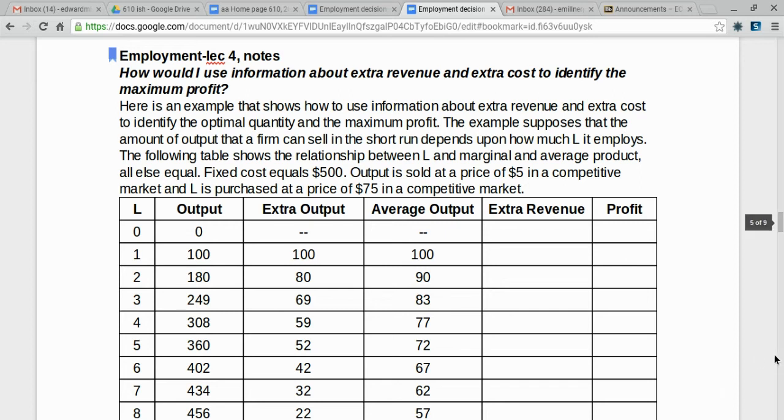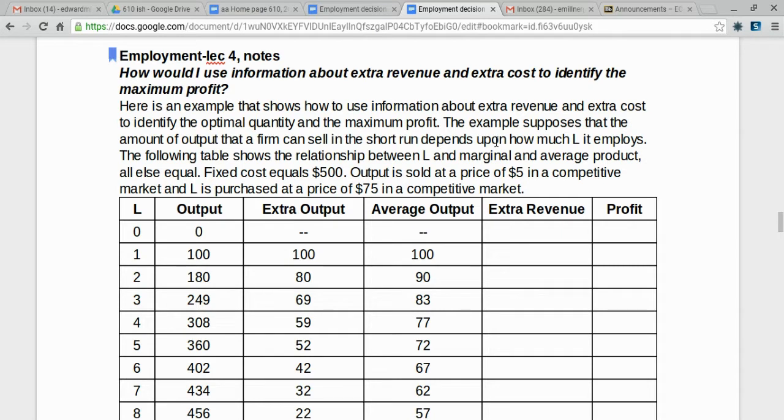Let's walk through an example to show how to use information about extra revenue and extra cost to identify the optimal quantity and the maximum profit. The example supposes that the amount of output that a firm can sell in the short run depends upon how much L it employs. The table below, where we're going to develop a table that shows the relationship between L and marginal and average product, all else equal.